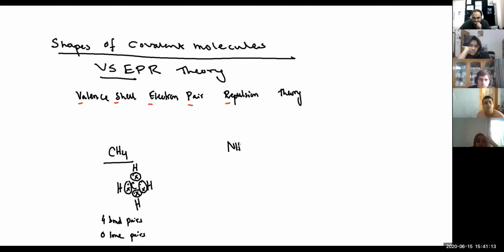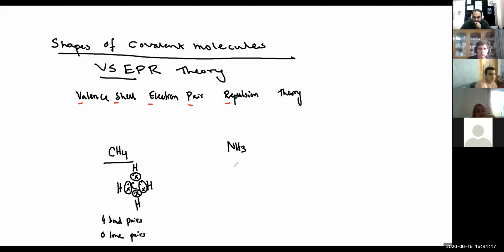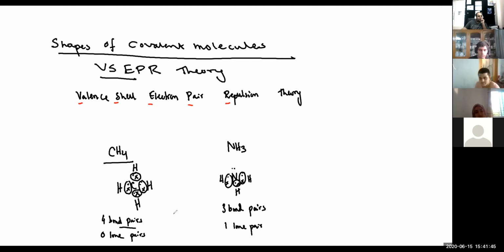On the other hand, in ammonia, nitrogen and hydrogen, so 1, 2, 3 bond pairs, one lone pair. So both of them have four pairs of electrons. What is the basic difference? One has one lone pair, the other doesn't have any lone pairs.